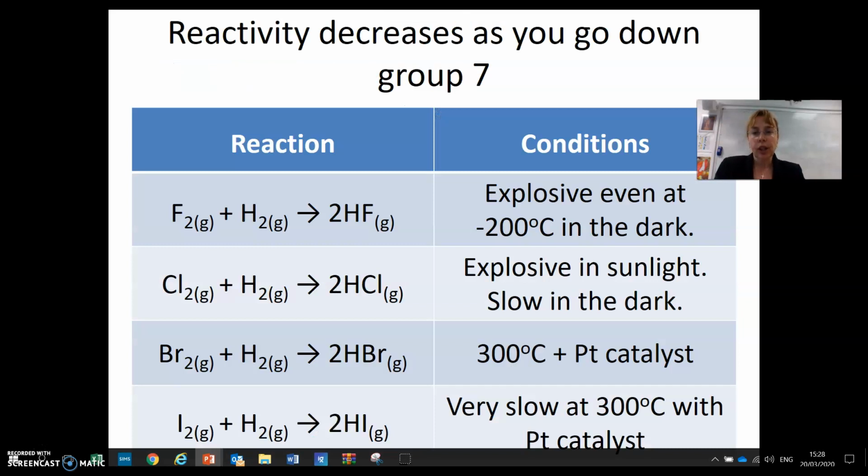Now you don't need to know these equations, but these are just some reactions that show you that unlike the alkali metals, where the reactivity increases as you go down the group, with the halogens the reactivity increases as you go up the group. So these experiments show exactly why they are so different.